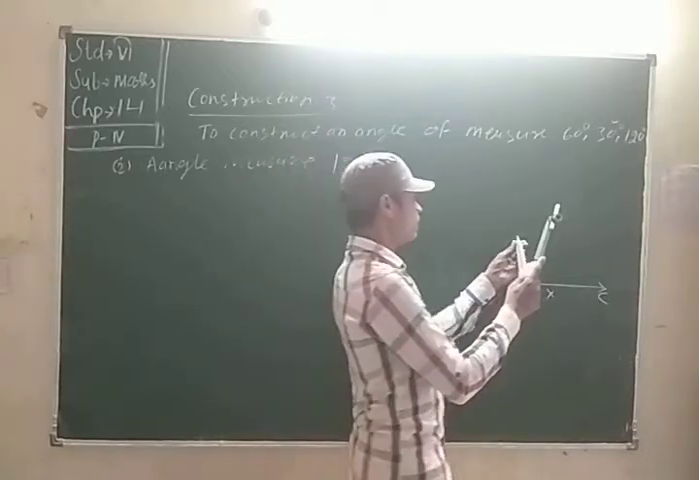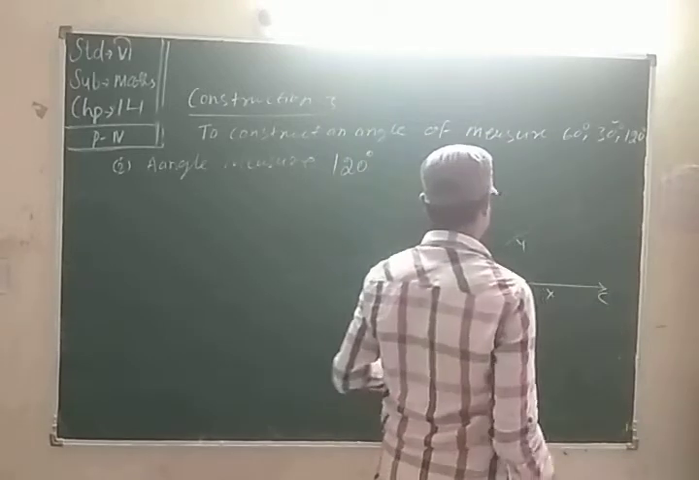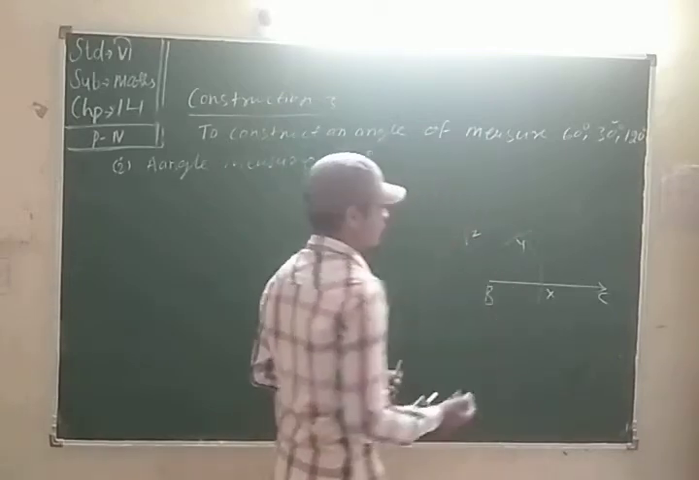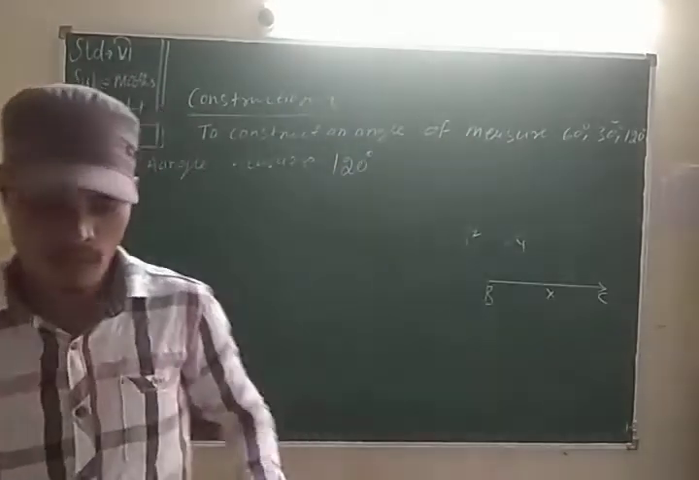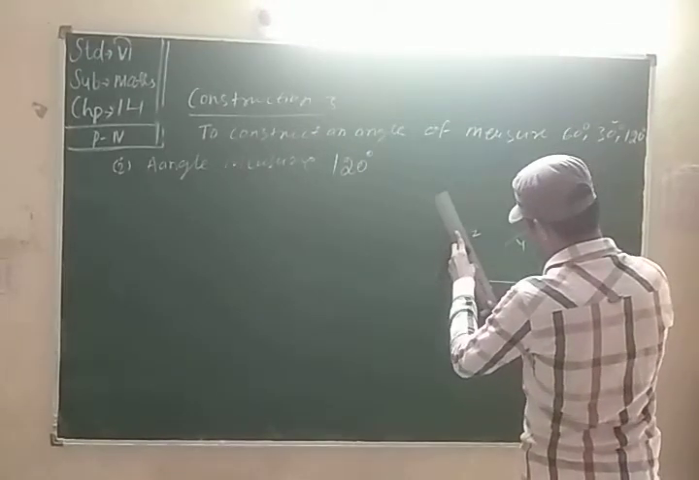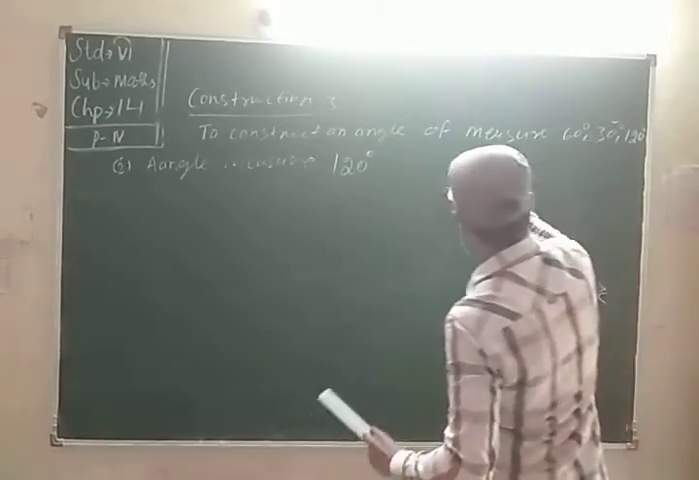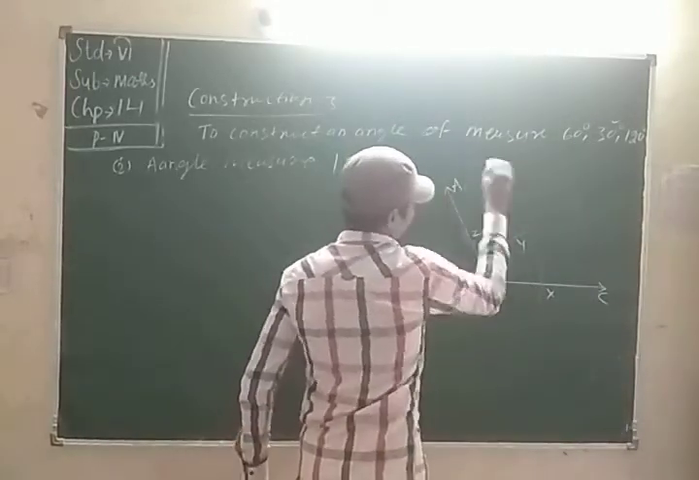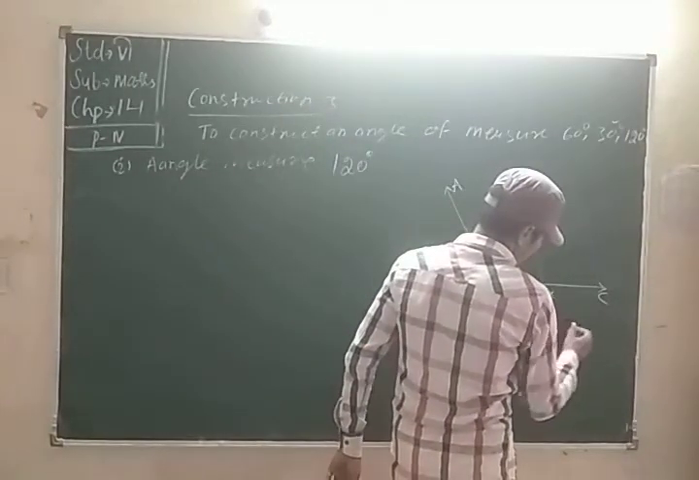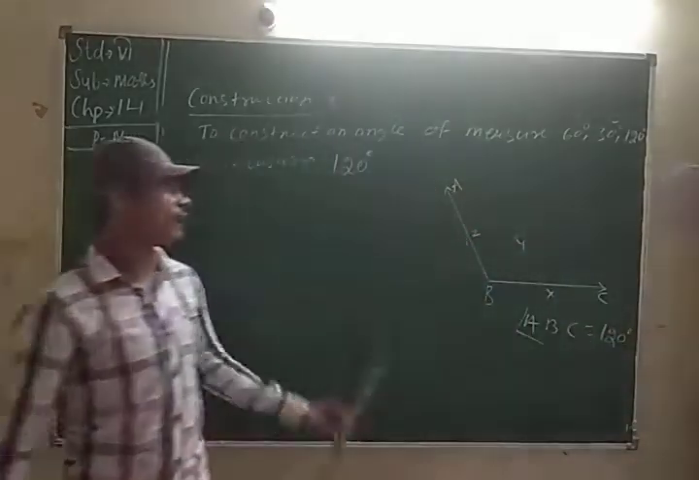Now put the compass on Y and take another arc. Name the new point Z. Now we can join Z and B using the ray. Here we join B and Z, and name the point A. We get angle ABC equal to 120 degrees. Clear about it? This is how we construct 120 degrees.